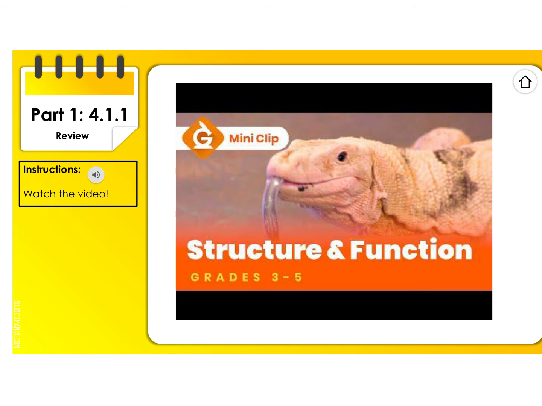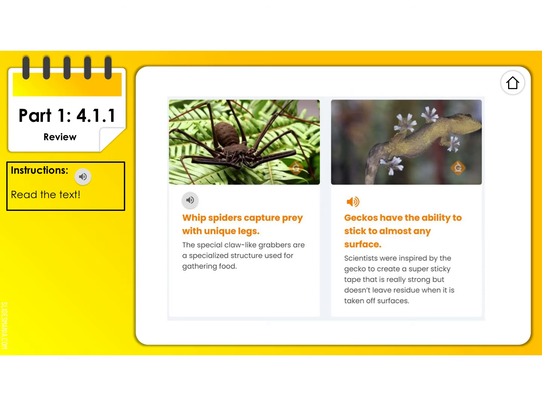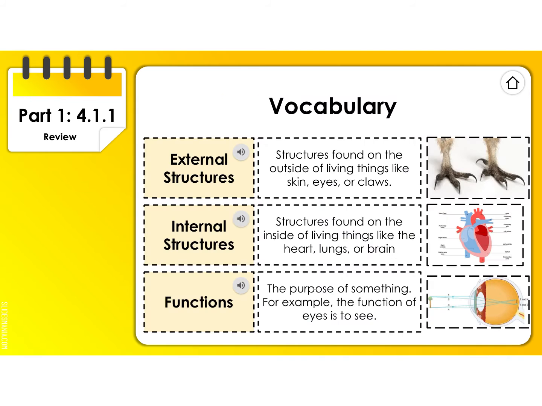This first one starts with a video. And the second, here you're just going to read the text, and you're trying to remember about the structures that are internal and external. Internal meaning inside, and external meaning outside. And again, you're going to read the text that goes with these. You've got the little audio symbol that tells you that you can tap that and listen if you would like.